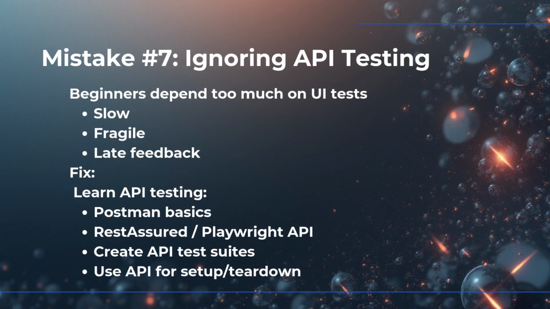And then you can combine UI plus API automation, and you instantly become a very strong engineer. So API testing is essential. You should understand what they are and how we test them. Okay, and then you can combine both.